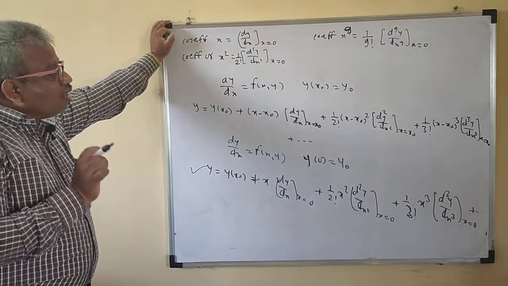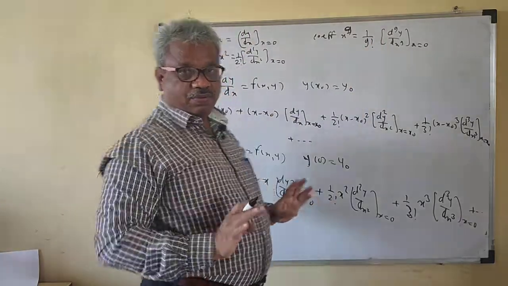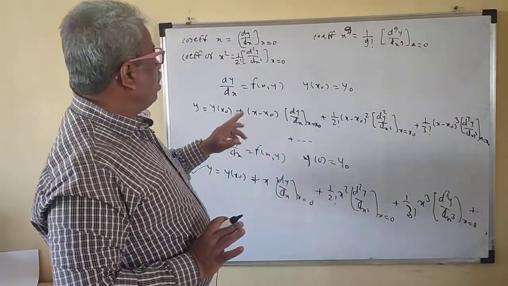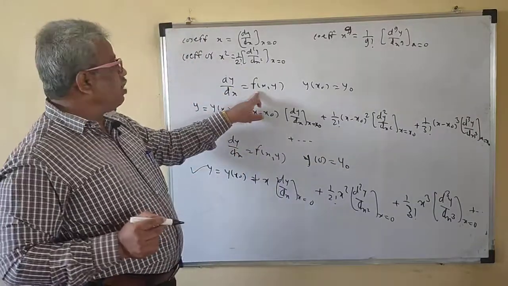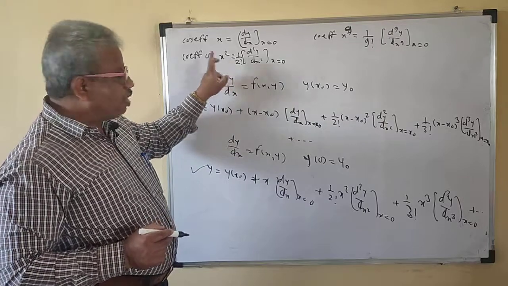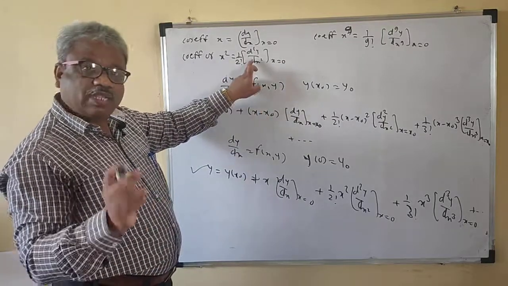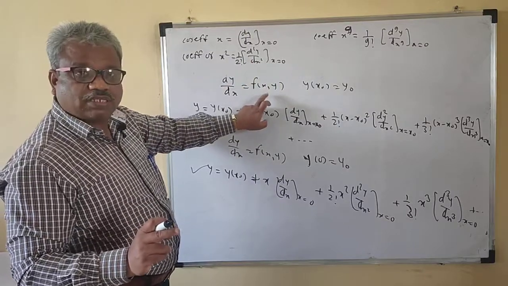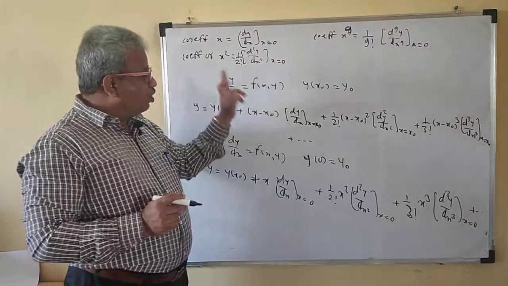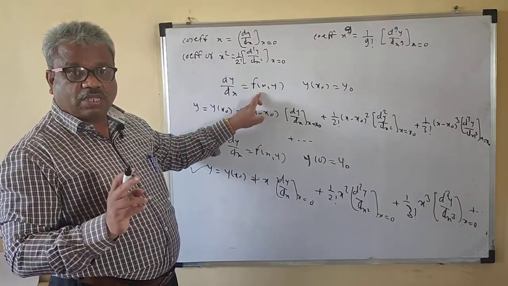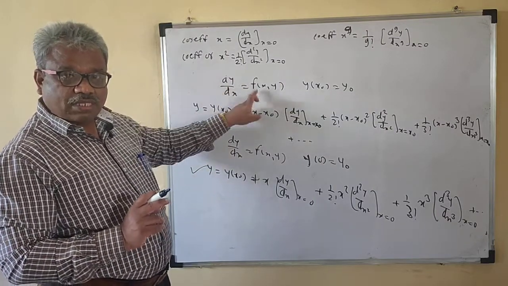That means to find the coefficient of x to the power 9, we need the ninth derivative. And what does that mean? dy by dx is f of x, y. For the coefficient of x square, you need the second derivative of y, but you need to differentiate f of x, y only one time. To find the coefficient of x cube, you need to differentiate f two times only. If you differentiate two times, that means this is the third derivative.